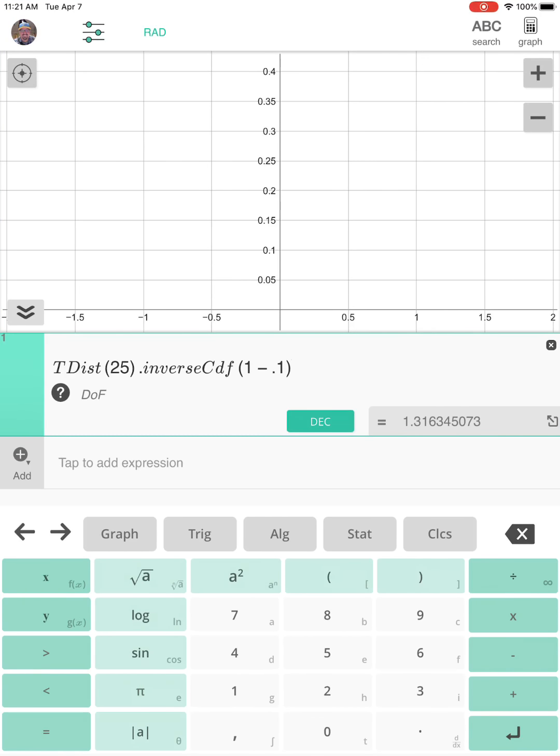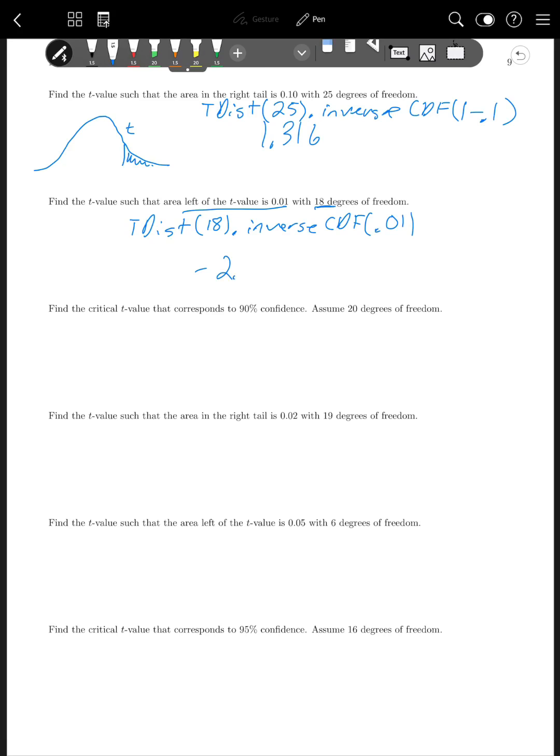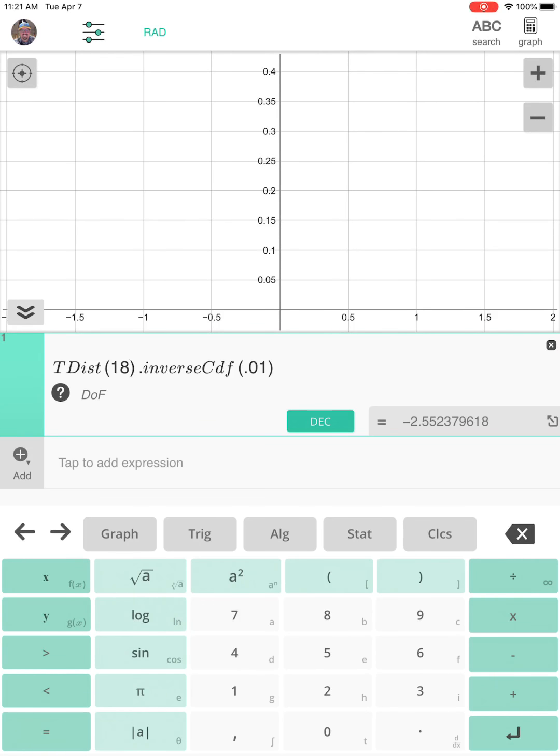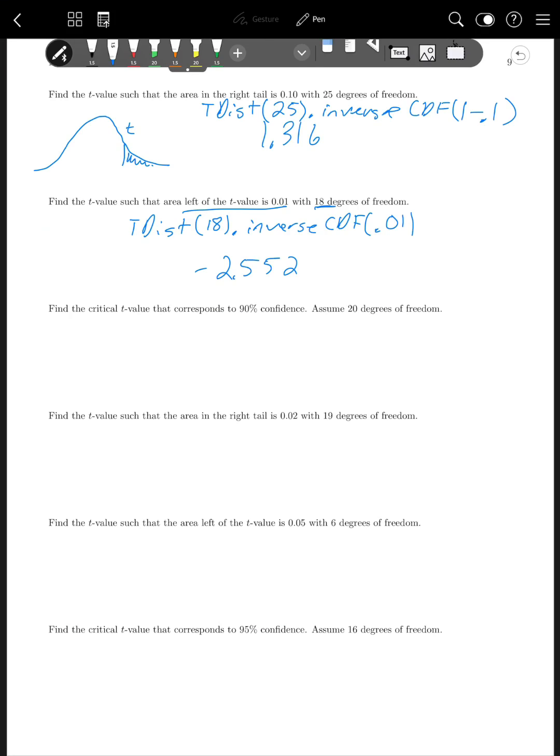So if I wanted to know area in the left tail, it's going to be a lot easier, right? I'm still going to do t distribution. I'm going to change my degrees of freedom to match my degrees of freedom in the problem, so that's 18 dot inverse CDF of 0.01, right? Because I'm doing area to the left now, so I don't have to do that 1 minus. So I'm going to use the same curve here we had, and I'm going to put in my new area of 0.01, and I'm going to go over and fix my degrees of freedom to my new degrees of freedom, which is 18. And you can see that that gives us a value of negative 2.552.